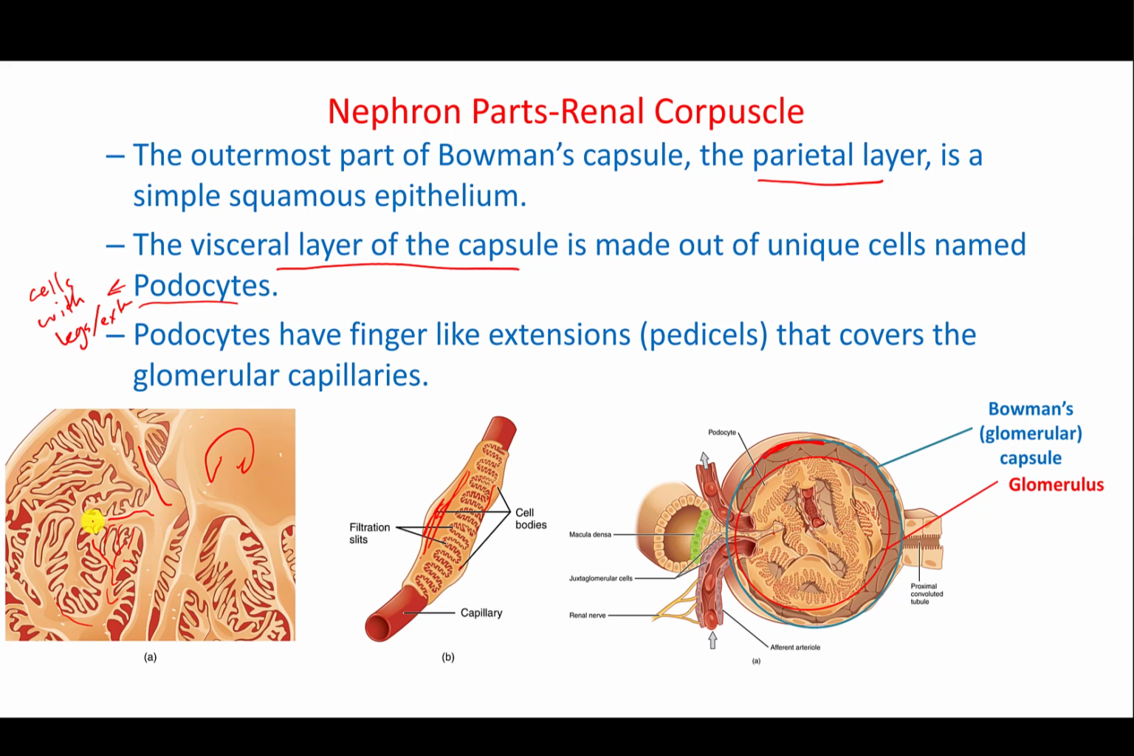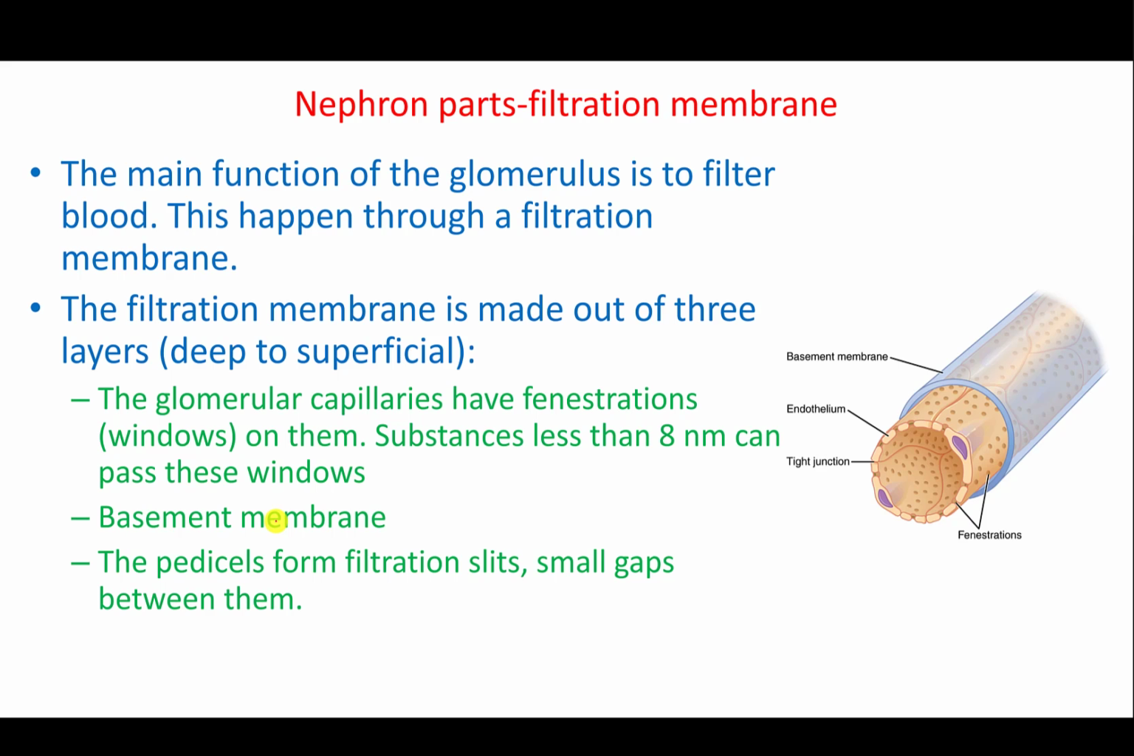These extensions are called pedicles. So what we are looking at here are the pedicles of the podocytes, which create a filtration membrane. We need to remember that the main function of the glomerulus is filtration. So filtration is happening through a filtration membrane, and this membrane is made out of 3 layers.